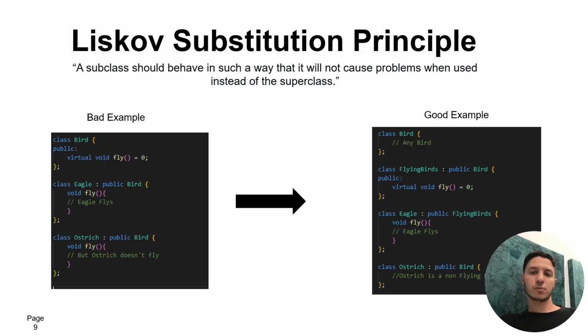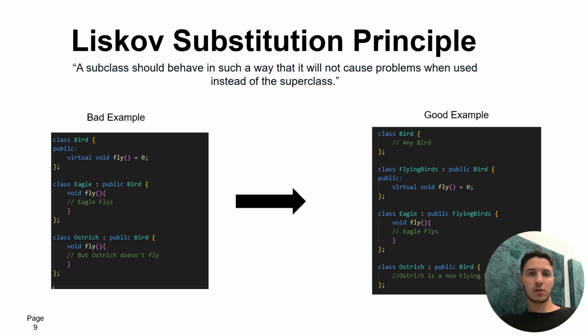Liskov's substitution principle. Simply explaining this, any subclass that replaces the superclass should not cause unexpected behavior. So in our bad example, we have a bird, and we have a function in it that is pure virtual that is called fly. So here we're saying that any bird has to fly. This is not true because we have a class called eagle. It can fly, yes, but another class called ostrich, it cannot fly. So this is a problem.